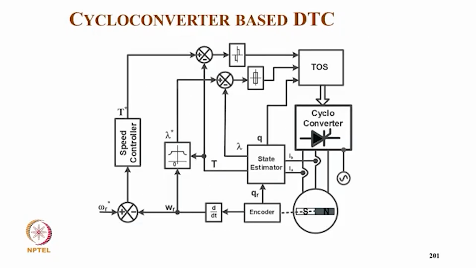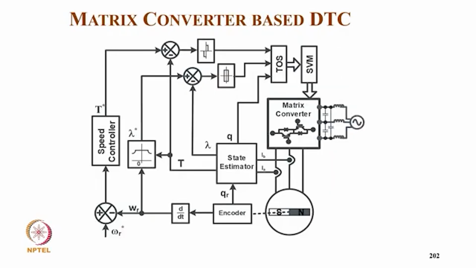Now coming to the cycloconverter fed drive. Here also we have position feedback, a reference speed and an estimated speed. We have a speed control giving a torque reference, and from speed we get the flux reference. From the currents and the position we get the flux and torque, and then we have a 2-level flux controller and a 3-level torque controller, from which we get dTe and d lambda. From the sector and the table of optimal switching we get the switching signal for the cycloconverter drive feeding the PMSM.